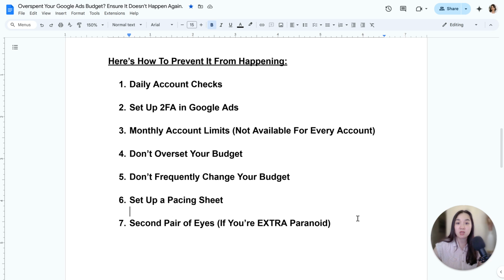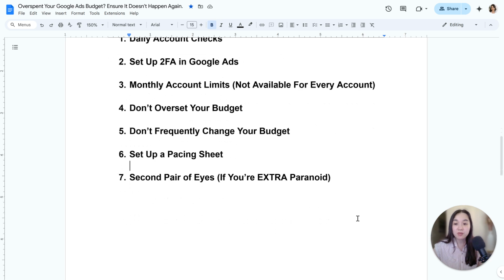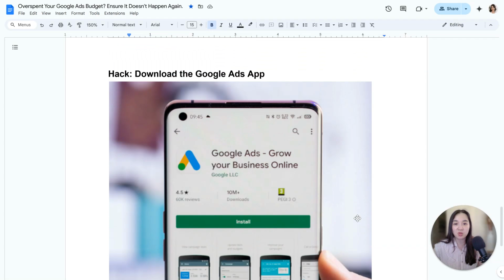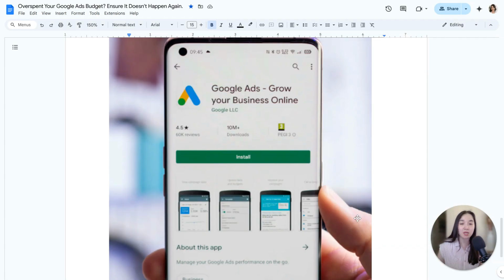Now, bonus over here. Number 8, actually, download the Google Ads app. I have this on my phone, and I just log in to my MCC. I can see all my clients' accounts. This is how I do my daily checks, actually. I do daily checks at the end of the day just to see where did we net for the day, how many conversions we got, how much we spent.